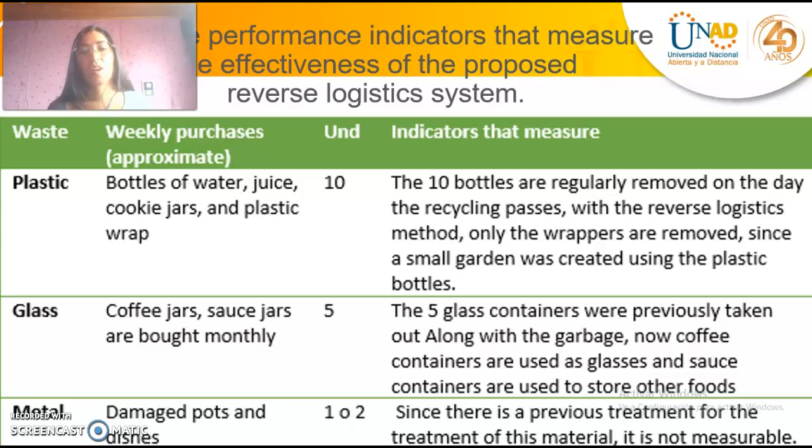A system and small garden was created using the plastic bottles, glass, coffee containers, and sauce containers monthly. Glass: the glass containers were previously taken out along with the garbage. Now coffee containers are used as glasses, and sauce containers are used to store other food.